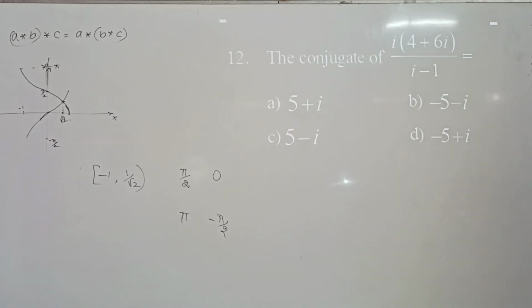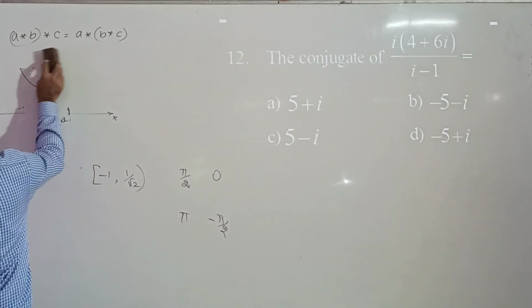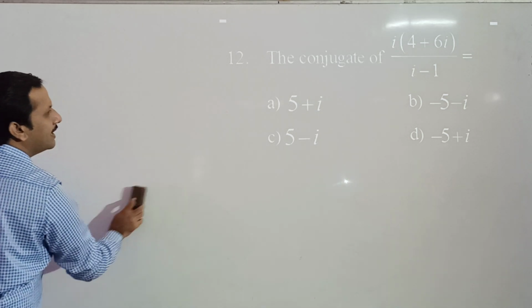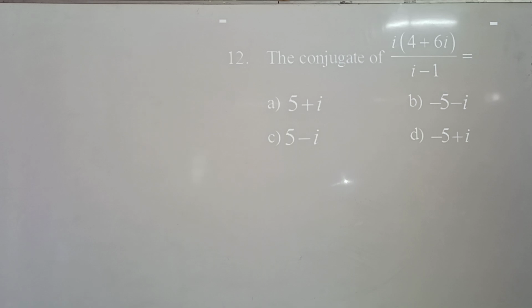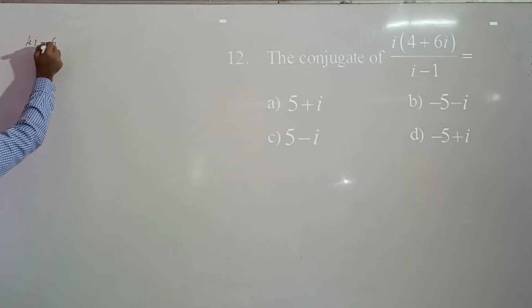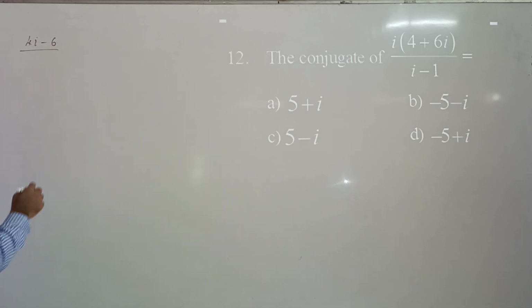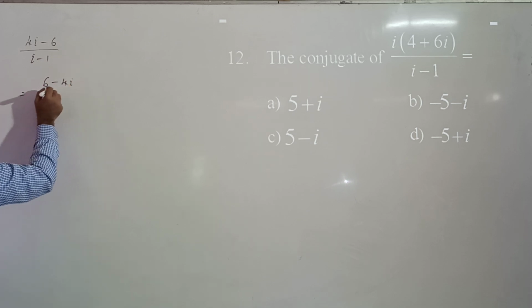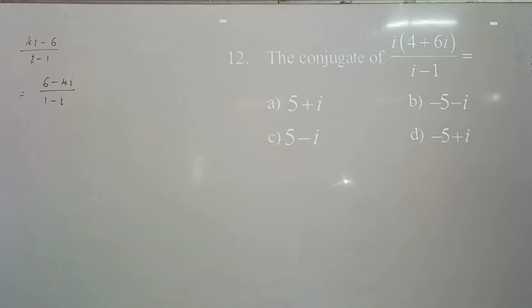Then 12th question. The conjugate of i into 4 plus 6i divided by i minus 1. Take that i inside: 4i plus 6i square. I square is minus 1, so it will be minus 6 divided by i minus 1. Or I can write this as 6 minus 4i divided by 1 minus i.